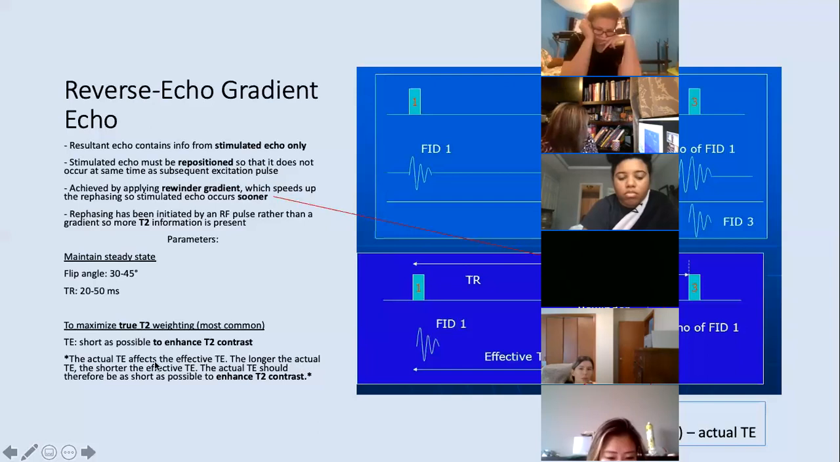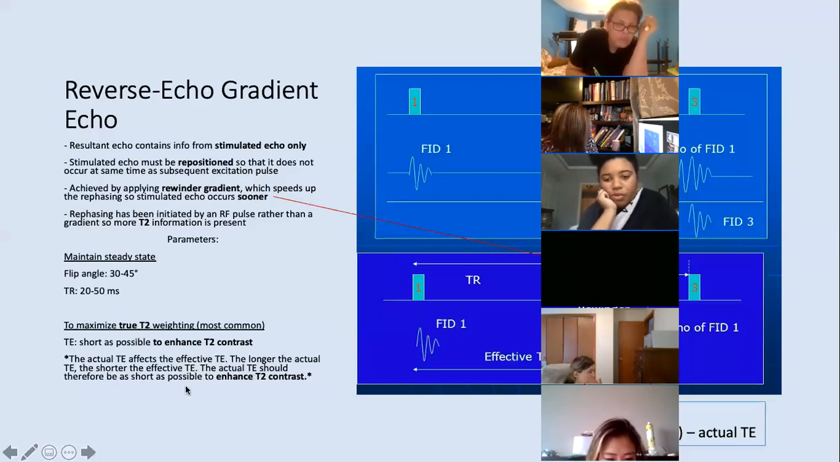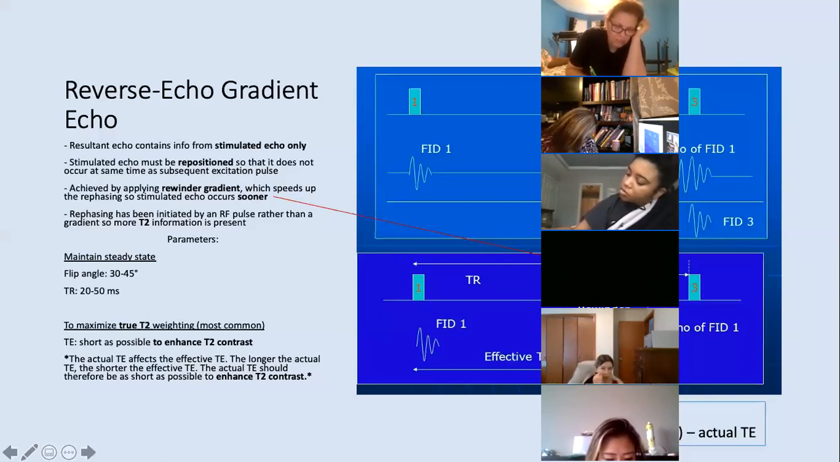The longer the actual TE, this little area right here, the shorter the effective TE. So the actual TE should therefore be as short as possible to enhance T2 contrast so that your effective TE is actually longer. And we know that if a longer TE happens, we get more T2 weighted imaging. So kind of confusing in that sense, but the main thing to remember is reverse gradient echo, we get T2 weighted information, and we're only sampling the stimulated echo.